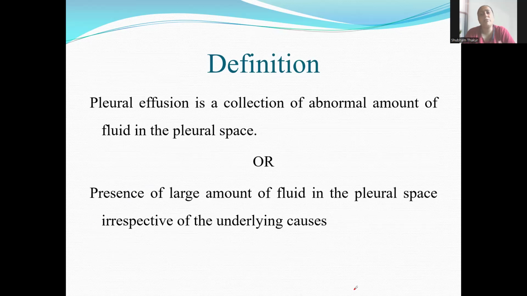So now we can go for the definition. What is the definition? Pleural effusion is a collection of abnormal fluid in the pleural spaces. If there is an abnormal collection of fluid in the pleural spaces, that will be called pleural effusion. Presence of a large amount of fluid in the pleural spaces, irrespective of underlying causes. Okay, so you can understand the definition. Pleural is the cavity of the lungs, and effusion is accumulation of fluid. With the two words pleural plus effusion, collection of abnormal fluid in the pleural spaces.